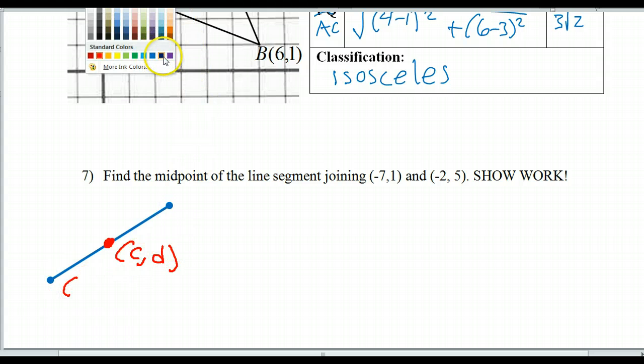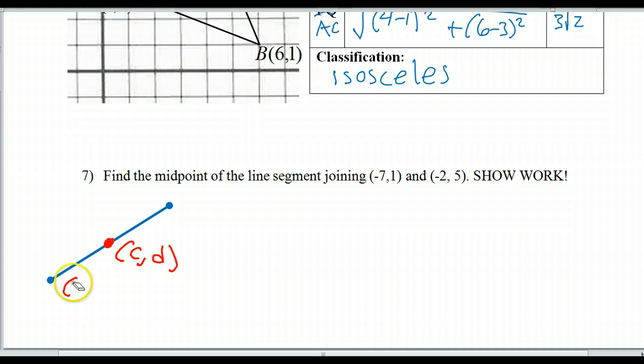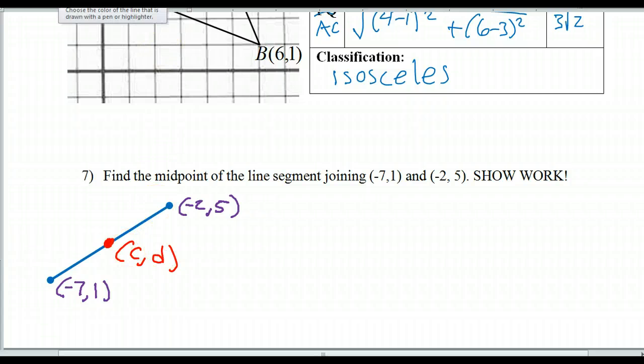Let me change colors for a second. So we're given these endpoints. So one endpoint is negative 7, comma 1. Another endpoint is negative 2, comma 5. So we've got these endpoints. We're supposed to find the midpoint. So look, the way you find C and D for midpoint is averages. So basically, the middle x value is going to be the average of the x values from the endpoints.